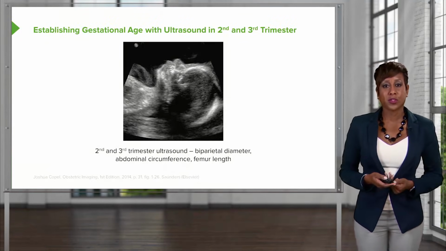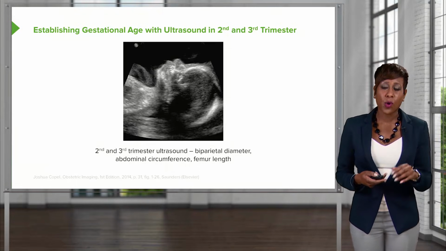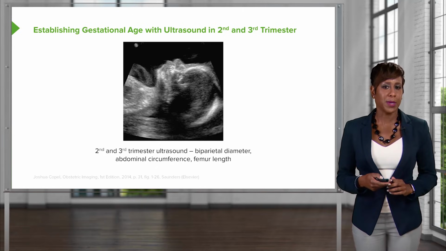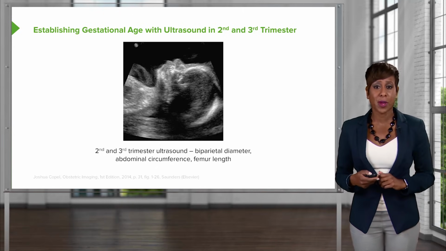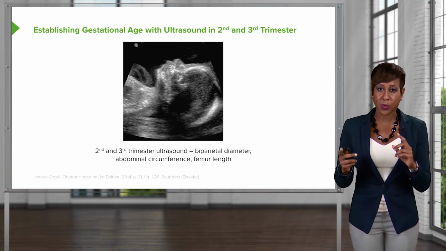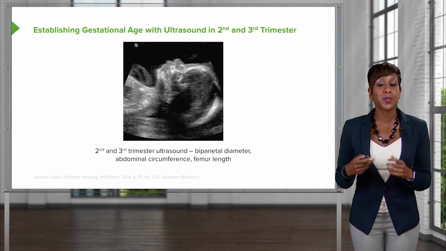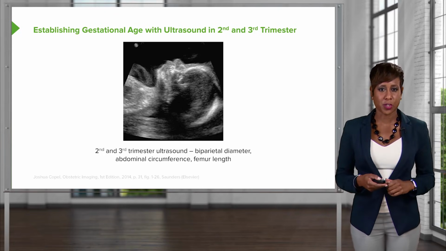Now, in the second and third trimester, we can still use that for establishing gestational age, but it's not quite as accurate as when we do it in the first trimester. In the second and third trimester, we use the biparietal diameter, which is the distance between the parietal bones in the head. We use the abdominal circumference, and we use the femur length to determine the gestational age.